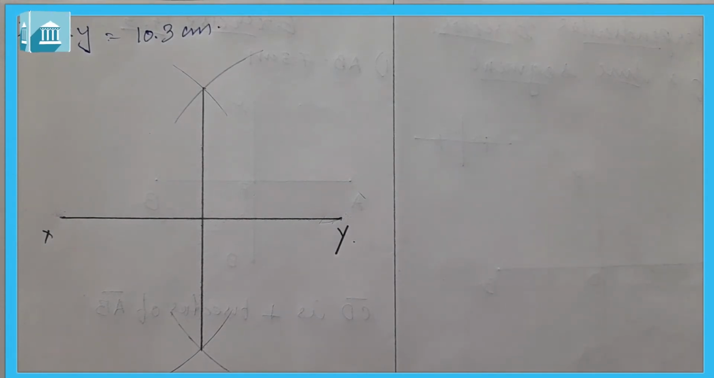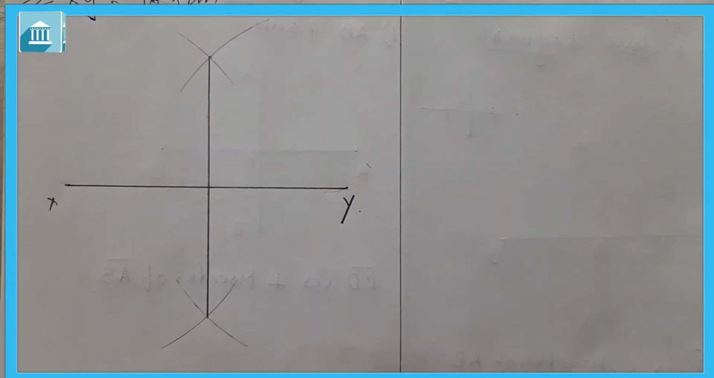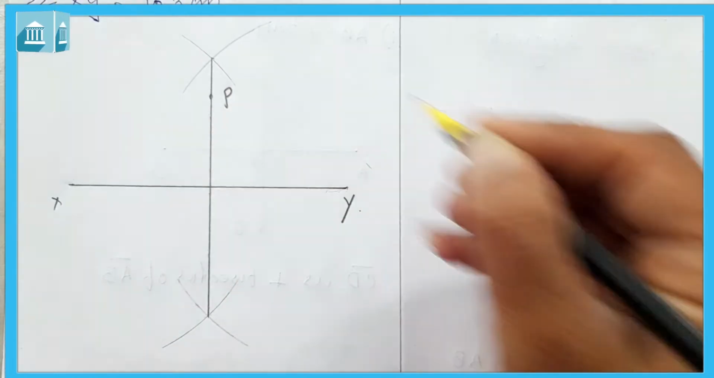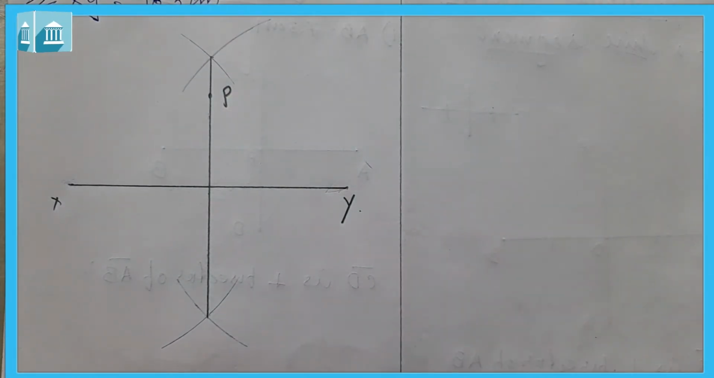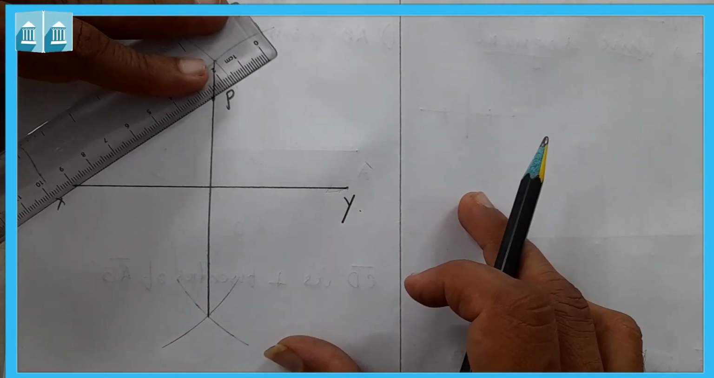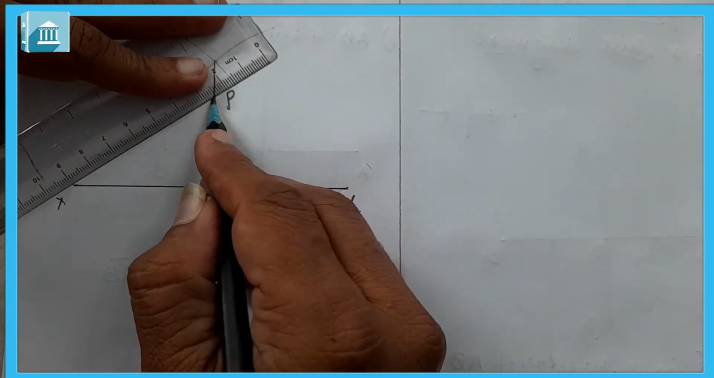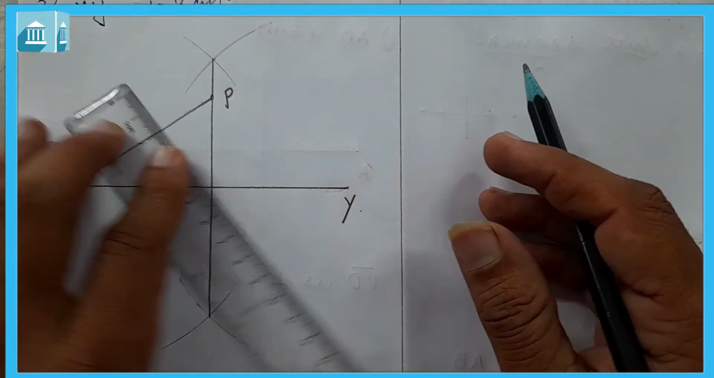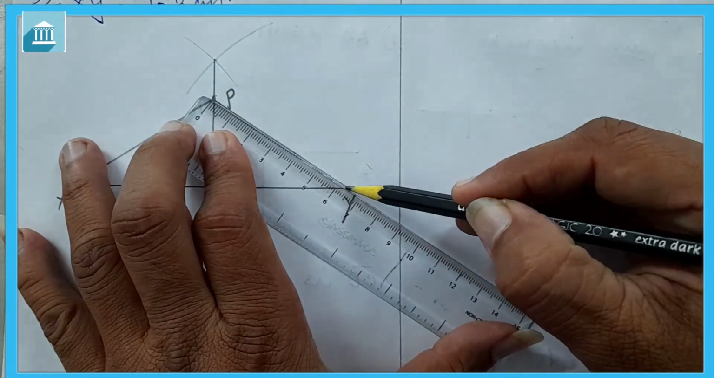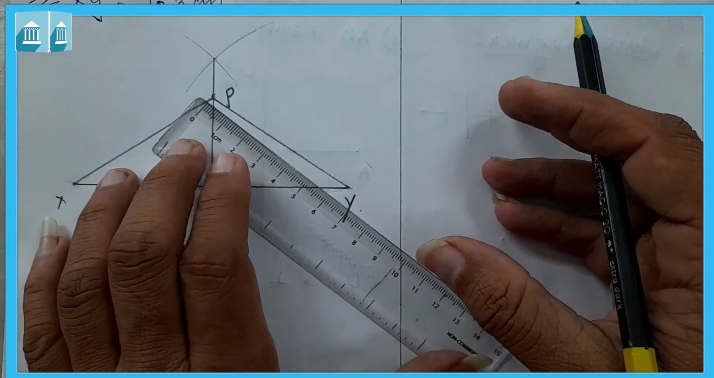Now here it is given: take any point P on the bisector drawn, and examine whether PX is equal to PY. So we have to take a point on this. Let's take point P here. Now we have to see whether PX is equal to PY. So first we need to draw PX like this, then we also need to draw PY like this.